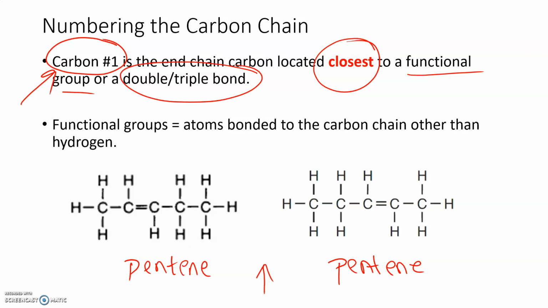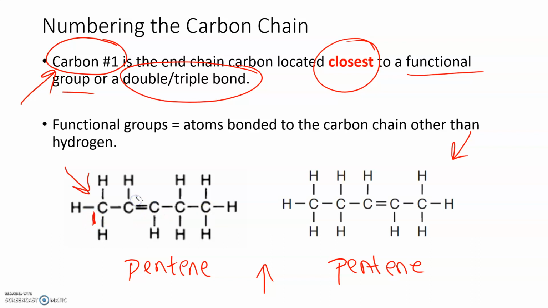But these molecules, if we look at them, they actually are the same, they are the same molecule. The one over here has just been rotated 180 degrees. So if I was going to number the carbon chain in both of these molecules, I'd say, okay, where is carbon number 1? In this case, over here on the left, the leftmost carbon is closer to the double bond than the rightmost carbon. So because the leftmost carbon is closer to the double bond in the chain, I'm going to call the leftmost carbon, in this case, carbon number 1.